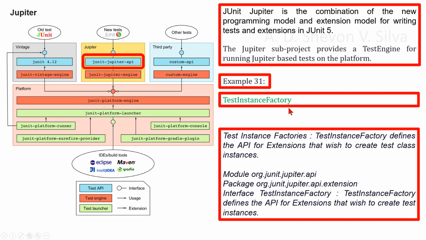Common use cases include acquiring a test instance from a dependency injection framework or invoking a static factory method to create a test class instance. If no TestInstanceFactory is registered, the framework will invoke the sole constructor for the test class to instantiate it, potentially resolving constructor arguments via registered parameter resolver extensions.